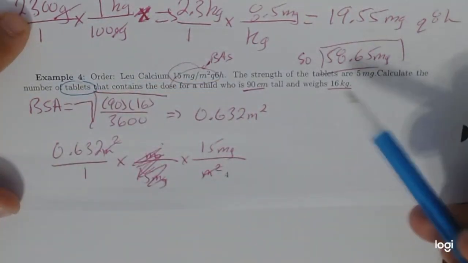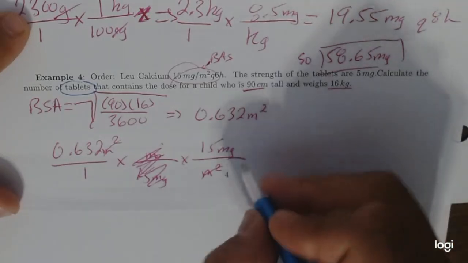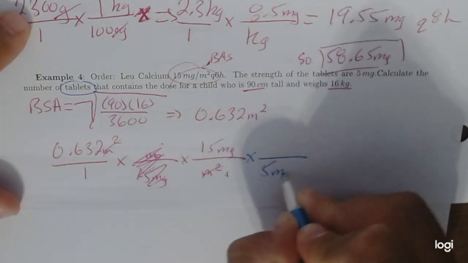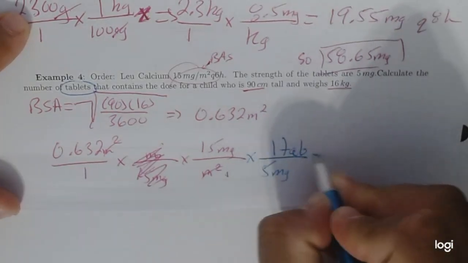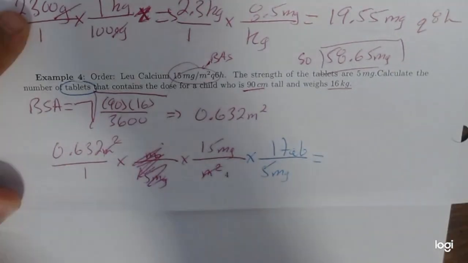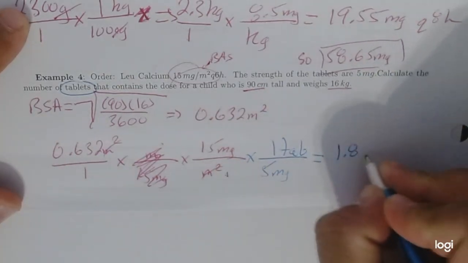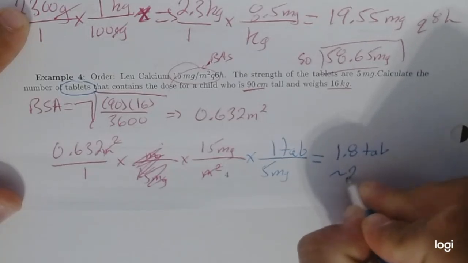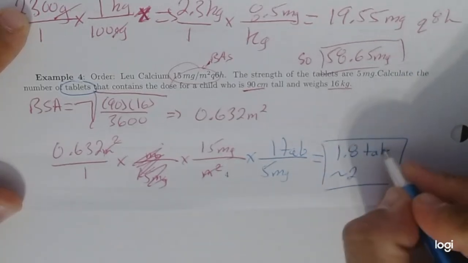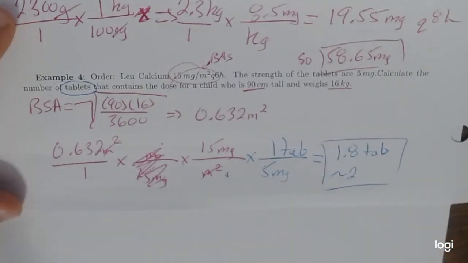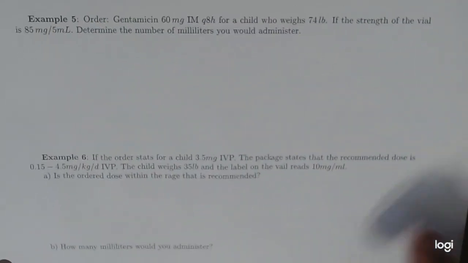Each tablet has a strength of 5 milligrams, so we know for every 5 milligrams, there's 1 tablet. Multiplying these all out and dividing gives you about 1.8 tablets. Let's say approximately 2. So like I said, it's kind of still the same thing. Nothing too bad when it comes to it. Okay, so now let's go to the last couple examples of this chapter.